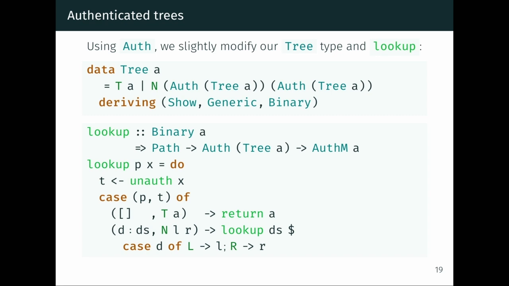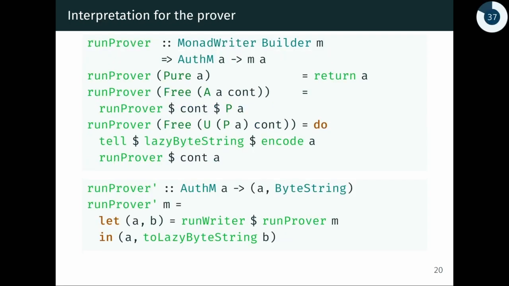And my lookup function is now also almost the same as the very first example I had, the simple one without prover and verifier. The only difference is that now I'm in this monad. And before I can do anything with the tree, I first have to remove the auth. Because I'm given an auth tree, I unauth to get the tree. And then I can do exactly the same that I did before in my simple lookup function. So I only have to write this once. But so far, of course, nothing interesting has happened.